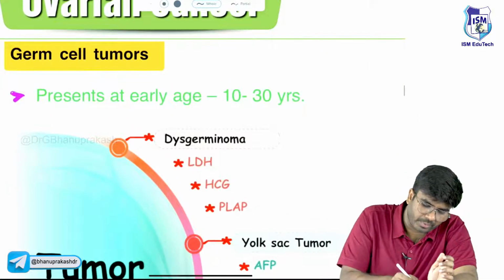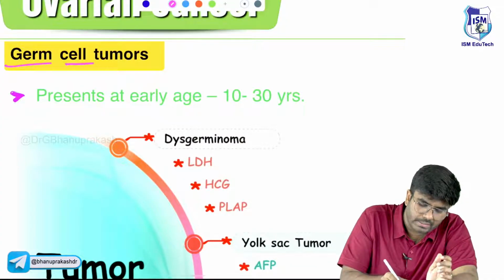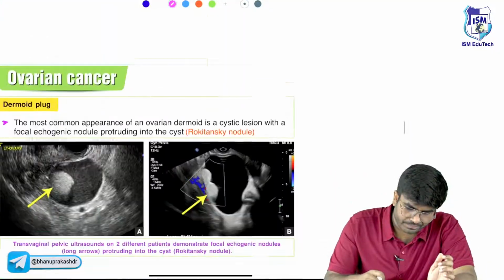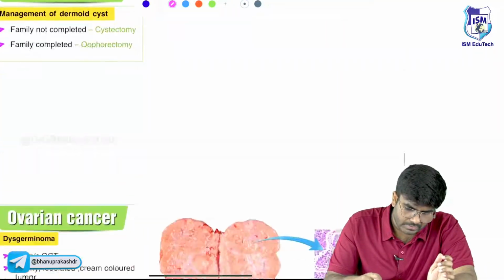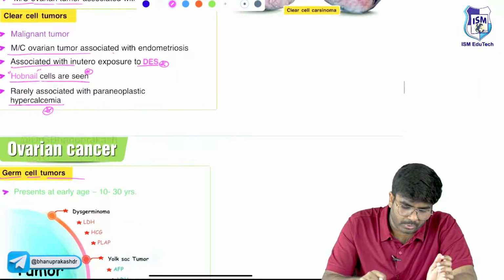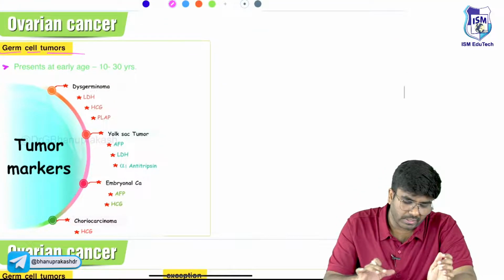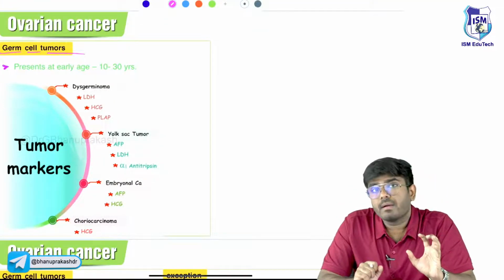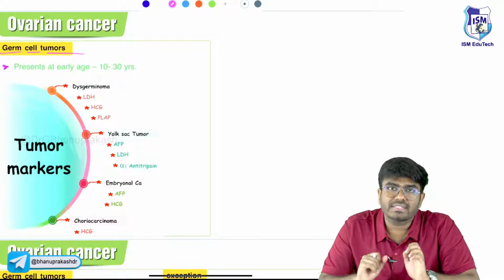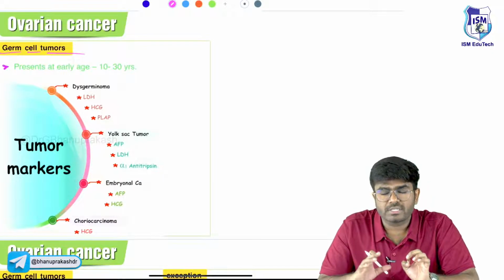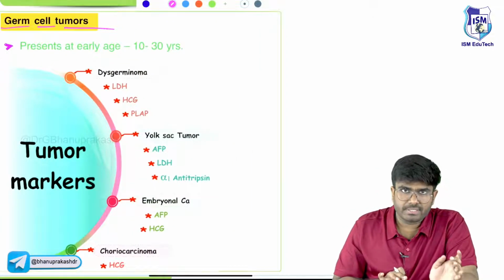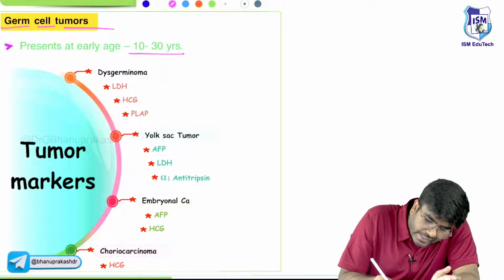So now let's begin our topic with the germ cell tumors. In the germ cell tumors, the first topic that I am going to discuss is the teratoma, sir. Before discussing the teratoma, first let me discuss the tumor markers. Later on, I will discuss the teratomas, dysgerminomas, yolk sac tumors, embryonal tumors.